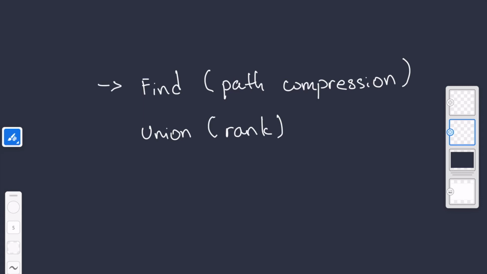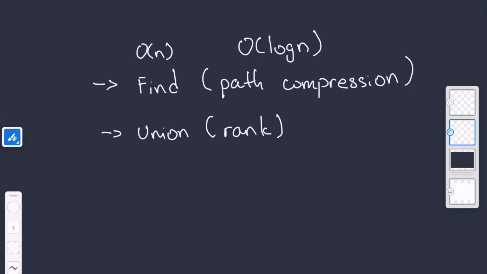The find function itself would be O of n. However, since we're using path compression, we can say that the time complexity is O of log n. Union, on the other hand, since we're using rank over here, let's just say that in theory, the operation should take log n time because we're using path compression in find.